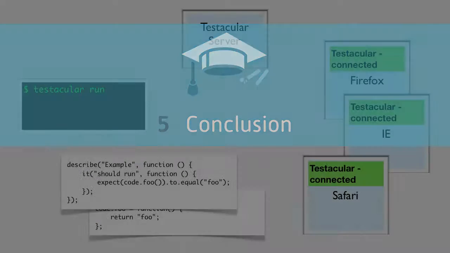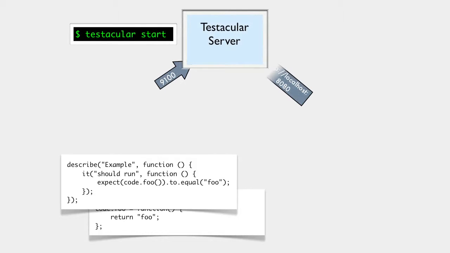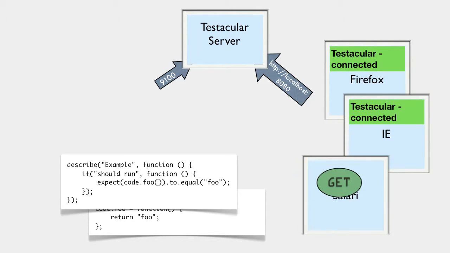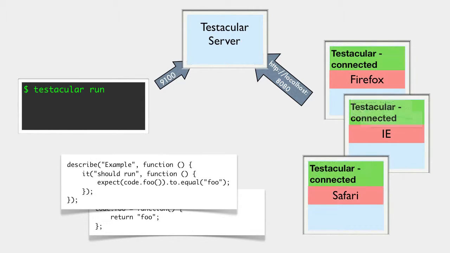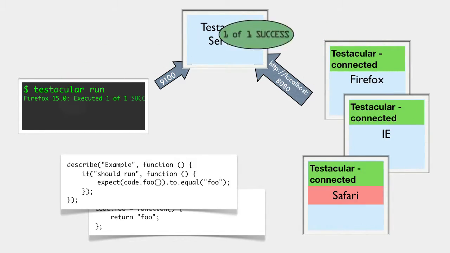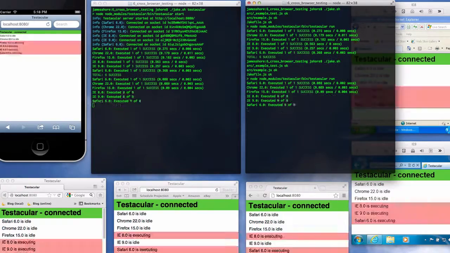So that's what I've learned so far about cross-browser testing with Testacular. To summarize, Testacular allows you to run your tests on multiple real browsers. It works by creating a little web server that you can use for capturing browsers. Then, when you run your tests, your test code is pushed to those browsers, run, and the results are displayed on the command line. I've created a little script you can use for automating Testacular.